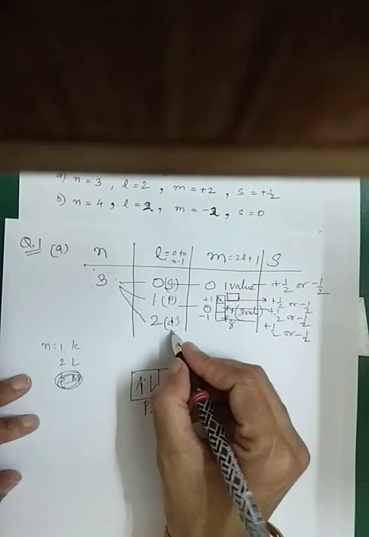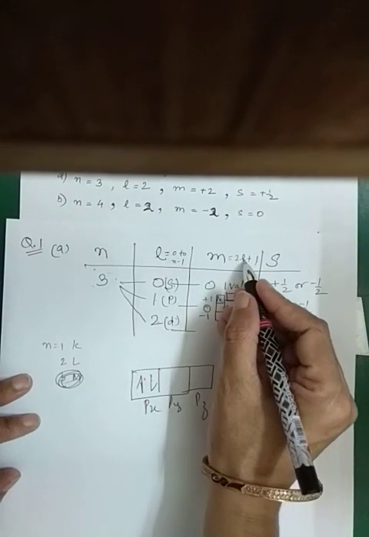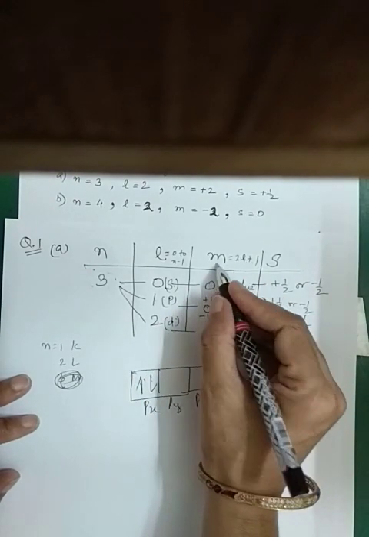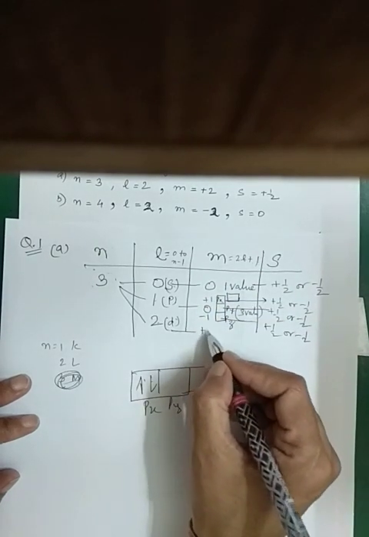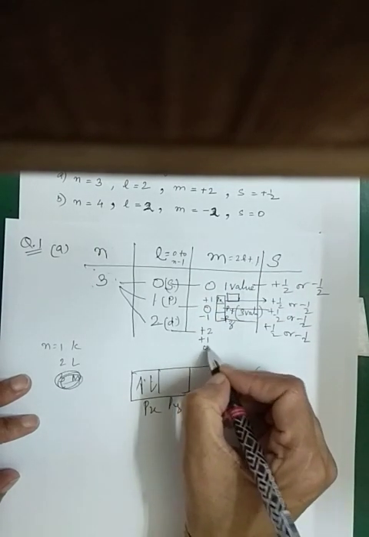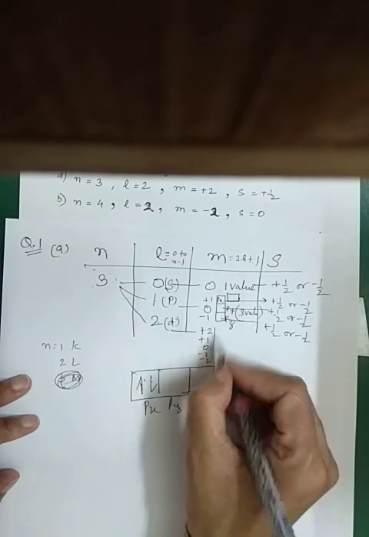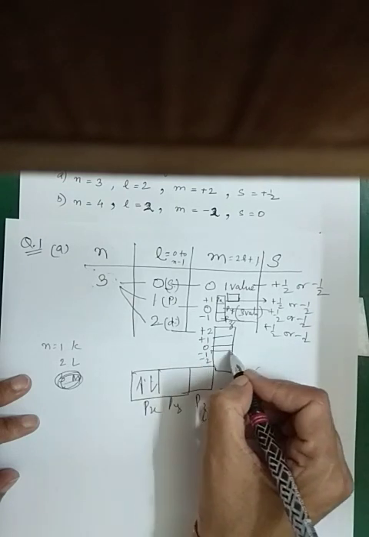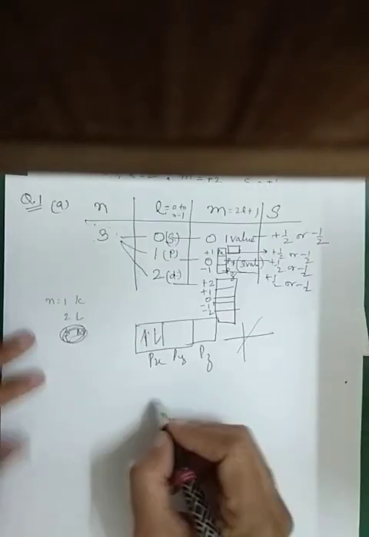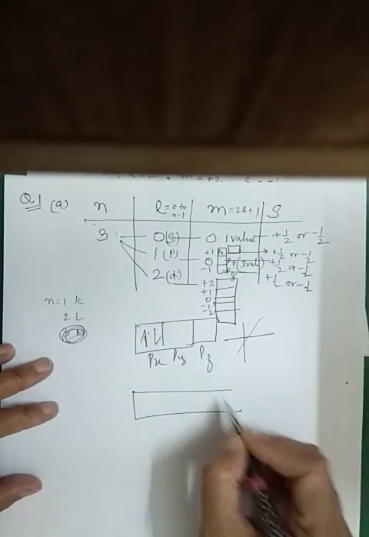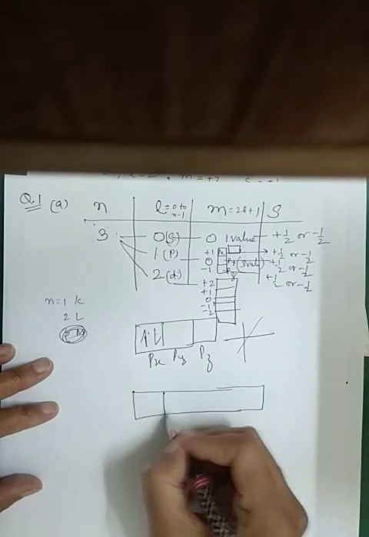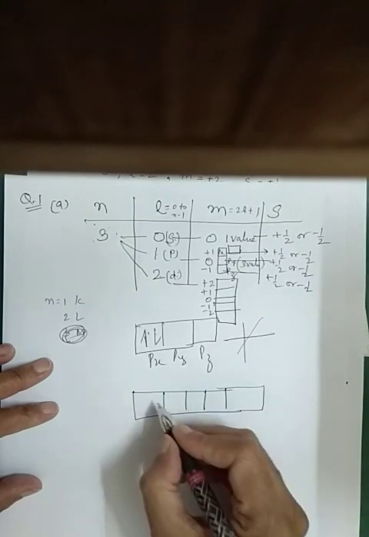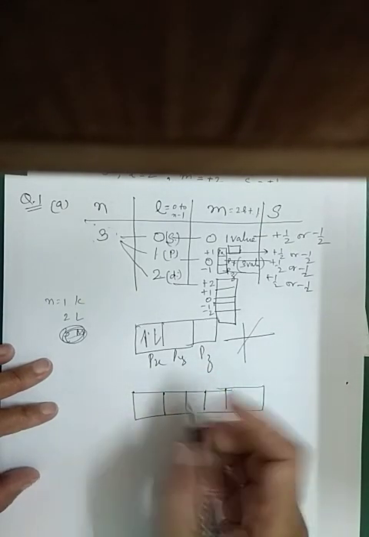Similarly, what if L is 2, then what will be M? 2 twos are 4 plus 1 is 5. So there will be 5 values: plus 2, plus 1, 0, minus 1, minus 2. There will be 5 orbitals. D orbitals have 5. The D subshell has 5 orbitals. I can show it like this: 1, 2, 3, 5 various orientations.